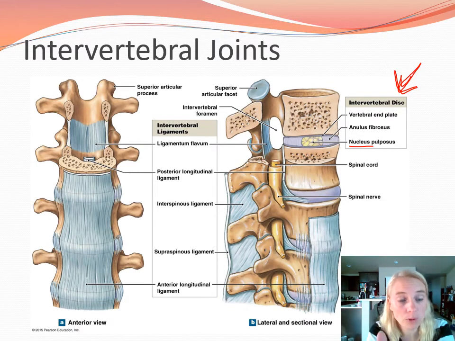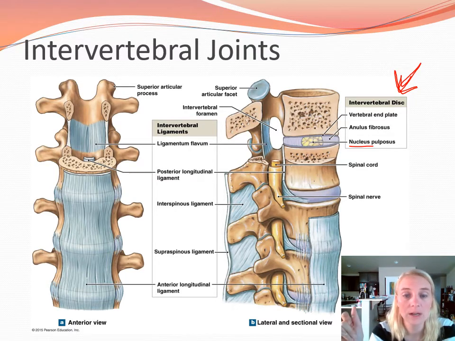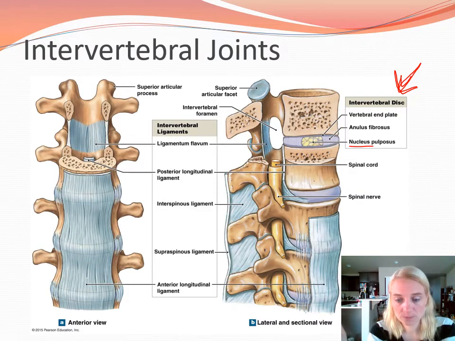So when you have problems with those, like a slipped disc or a herniated disc, which I have some good x-rays here to show you in a little bit, then you're going to have pain and you're going to have some back issues. So just the intervertebral discs themselves can cause some problems for your back health.